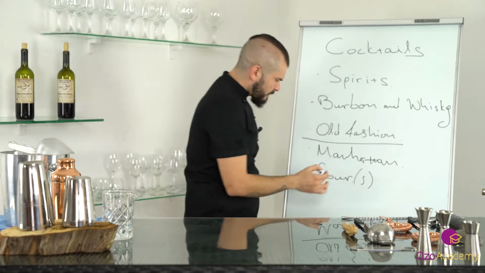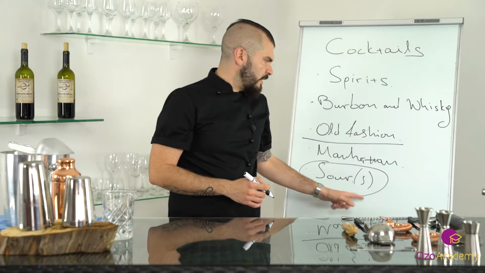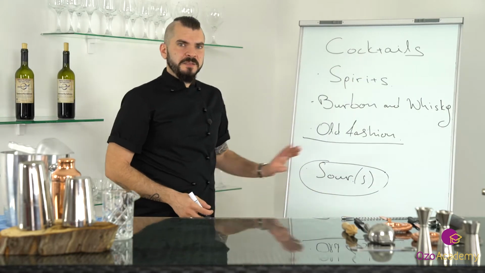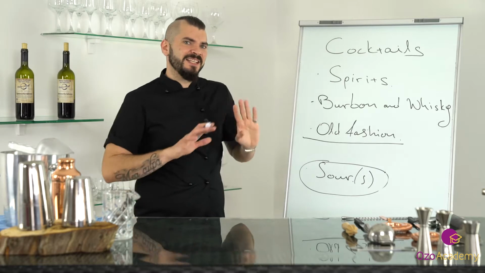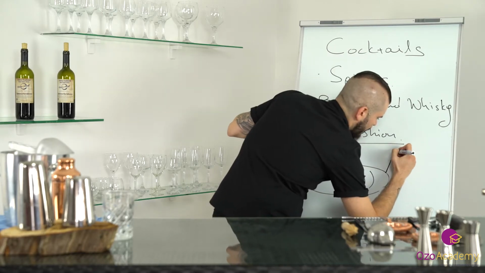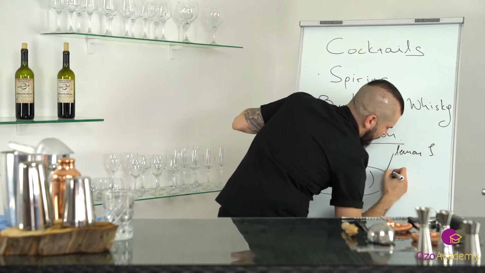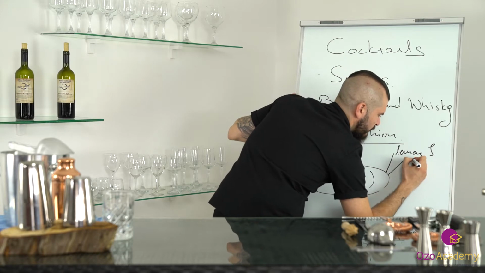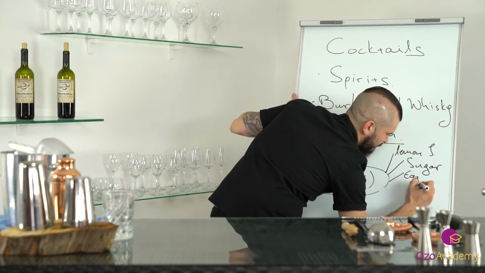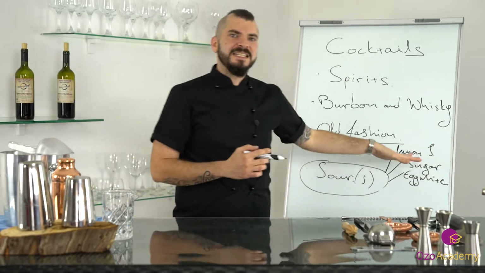I have an example right here. Sours. A sour means what? I'm going to talk later about the Manhattan. When we hear sour, it means three added ingredients. Let's see them. First ingredient, we have lemon juice. Second, we have sugar. And third, we have egg white. These three ingredients indicate a sour.